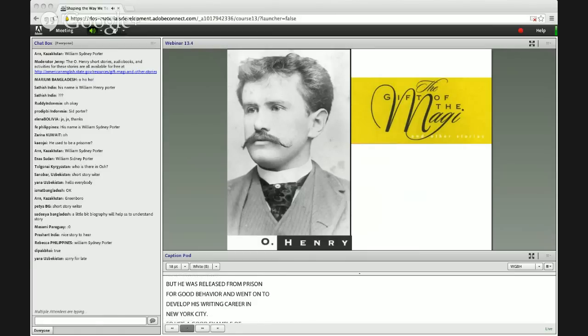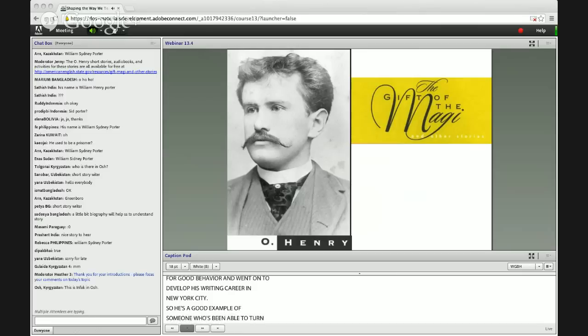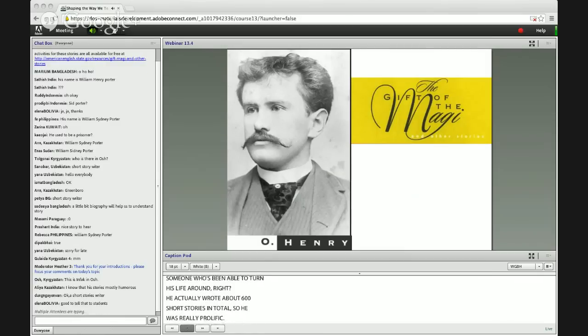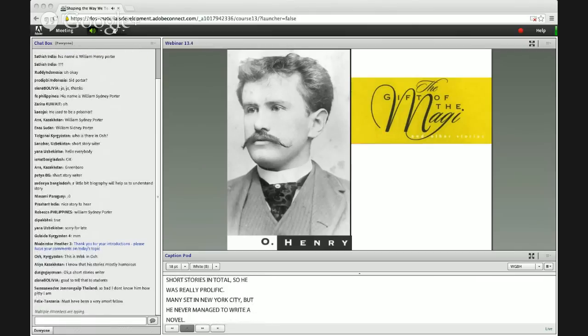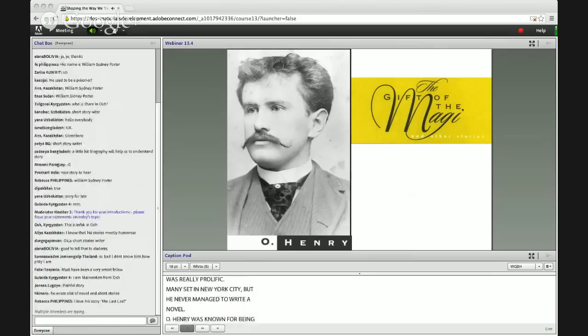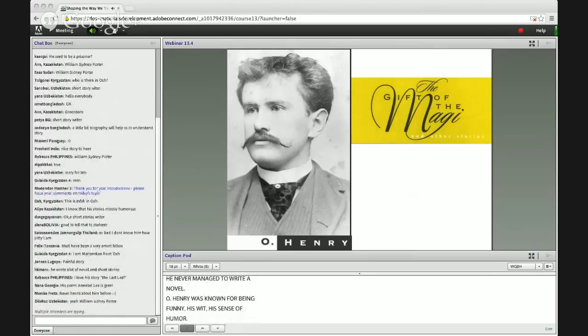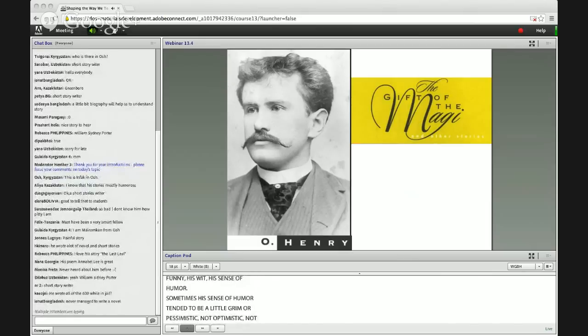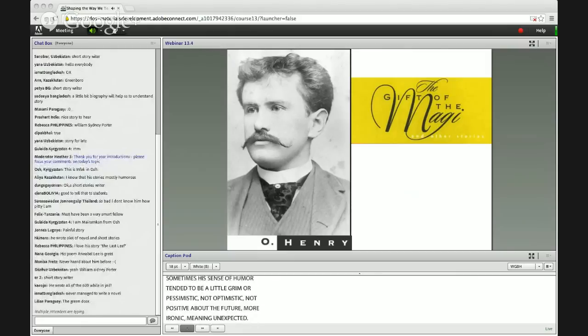He actually wrote about 600 short stories in total, so he was still really prolific. Many of them were set in New York City, but he never managed to write a novel. O. Henry was known for being really funny, his wit, his sense of humor. Sometimes his sense of humor tended to be kind of grim or maybe a little bit pessimistic, not optimistic, not positive about the future, or ironic, meaning kind of unexpected. So he actually included a lot of unexpected endings in his stories. Maybe you noticed some of those already.